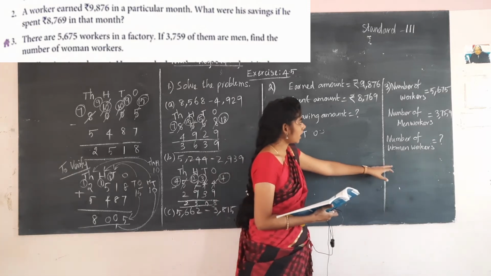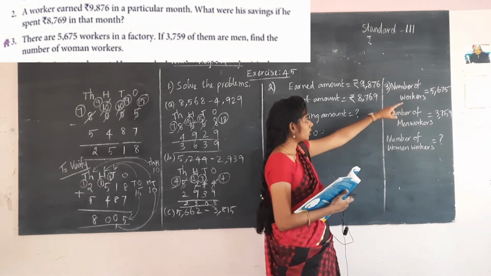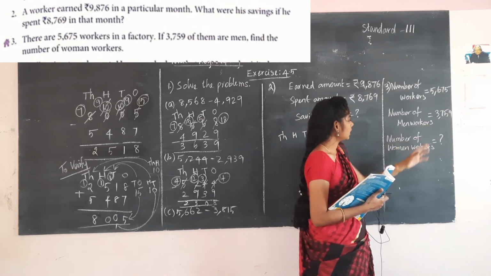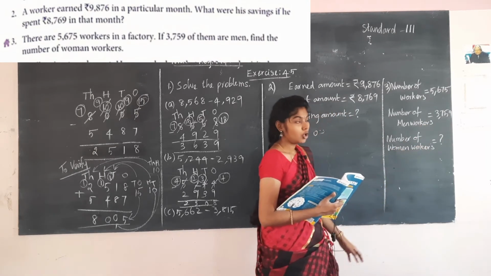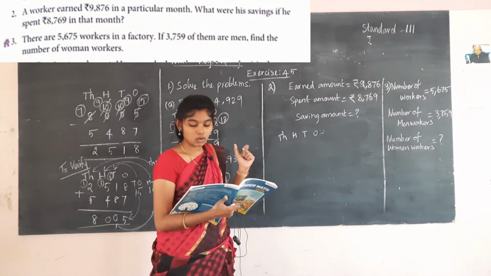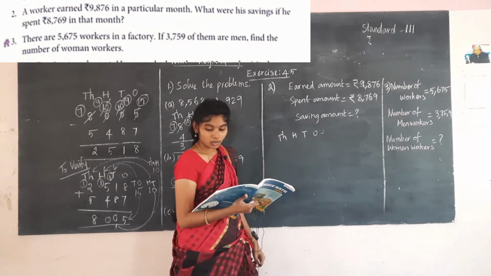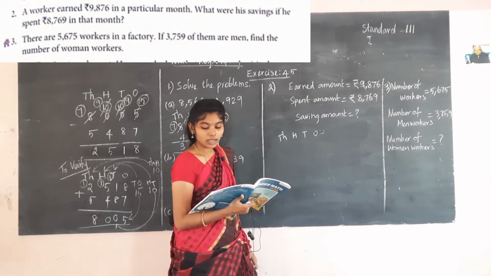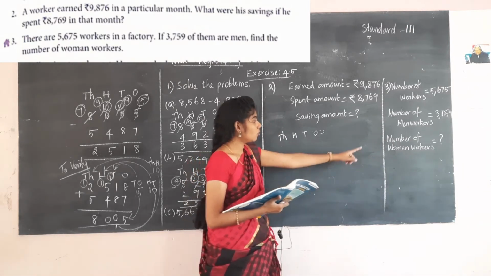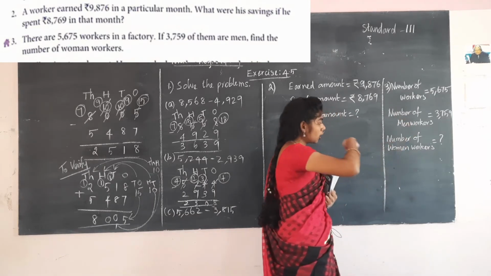The next one I will explain, then you will come to know how to do this problem. The number of workers is 5,675 and the number of men workers is 3,759, and we have to find the number of women workers. The question says there are 5,675 workers in a factory, and 3,759 of them are men. To find the women workers, if we subtract the men workers from the total number of workers, we will get the women workers.